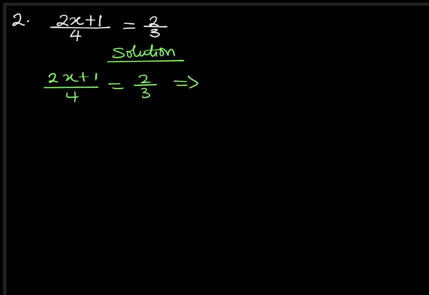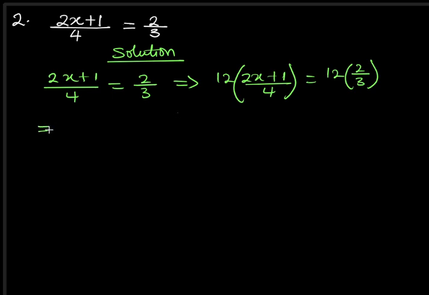So this implies, 12 will multiply 2x plus 1 all over 4 equal to, and 12 will also multiply 2 all over 3. Now this implies, let's see what we have. 4 into 12, that will give us 3. 3 into 3, 1, and 3 into 12, this will give us 4. So what are we looking at?